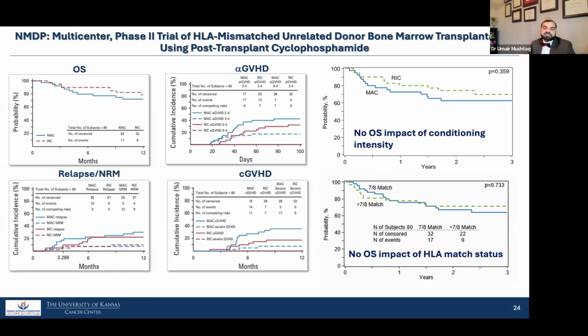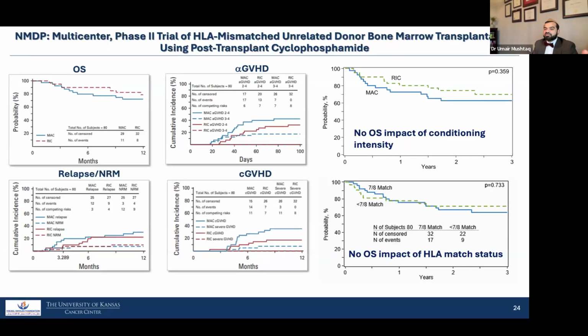These are interesting results from a phase 2 trial that looks at mismatched unrelated donor bone marrow transplantation using post-transplant cytoxan. And as you can see, the overall survival here is close to 80% at 1 year. Relapse rate, acute graft versus host disease, chronic graft versus host disease, all of that is very comparable to matched unrelated donor or haploidentical transplant outcomes.